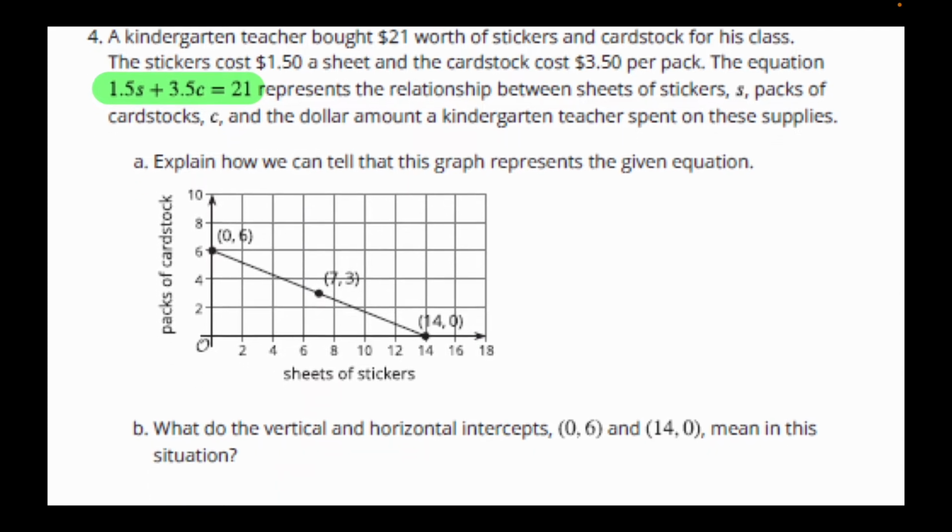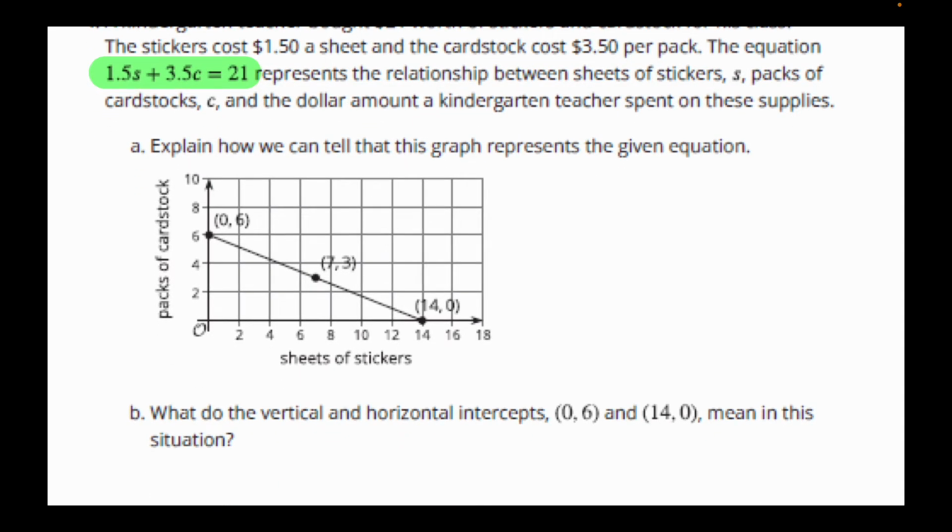Explain how we can tell that this graph represents the given equation. Okay, so to start with, we can use our intercepts. That's actually what B is going to ask us, but we can tell because it's linear. We can also tell that it maybe has the correct intercepts. And then we can also tell by plugging in the ordered pair. So explain how we can tell. I would say that we would check.